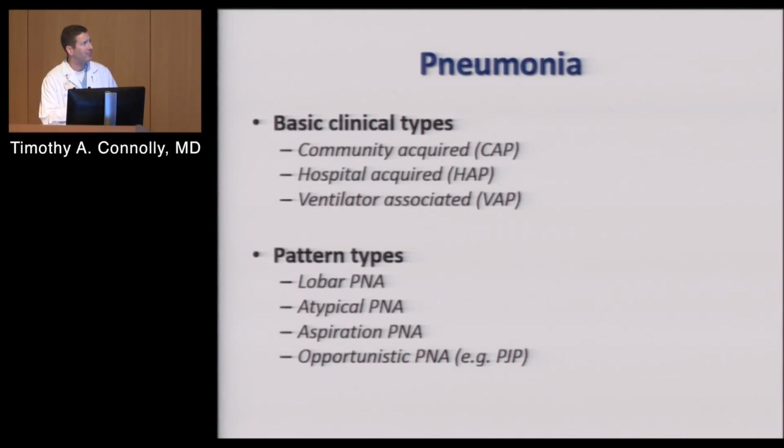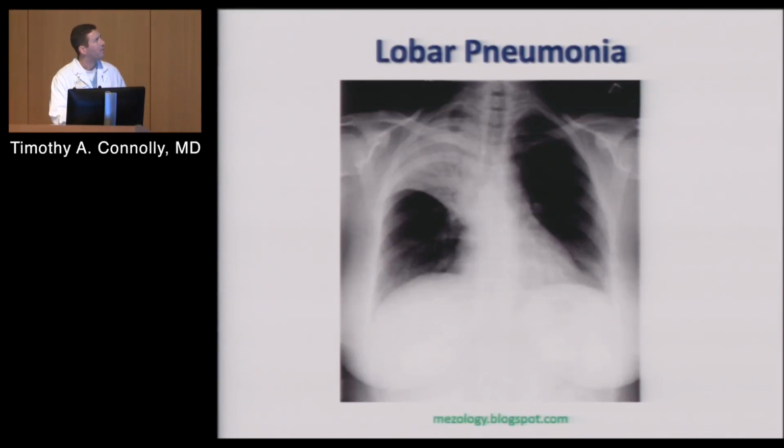So there's either kind of standard routine lobar pneumonia, or atypical pneumonia, which is referring to the bugs and how they gram stain rather than their appearance on X-ray. A lot of people make that mistake. They assume that atypical pneumonia with Mycoplasma or chlamydia is how it looks on the film. No, it's how it looks on the gram stain. But aspiration pneumonia will have its own kind of pattern, and then other opportunistic infections like pneumocystis.